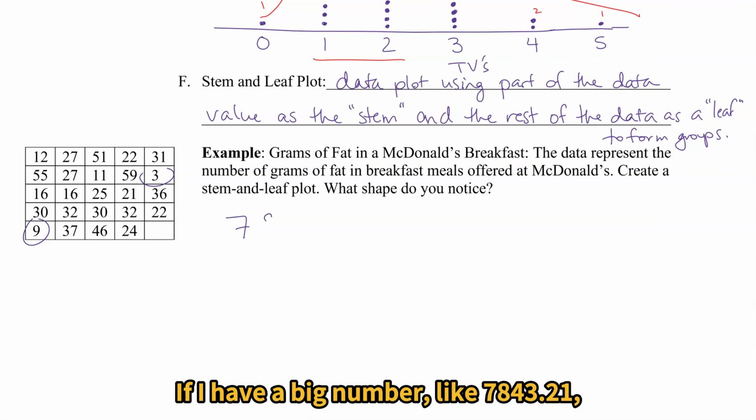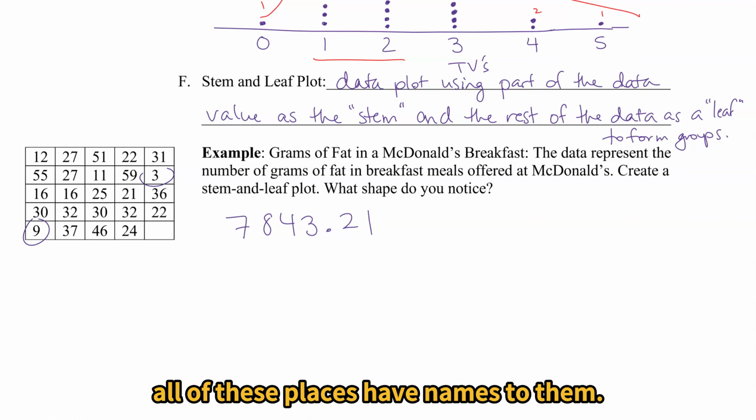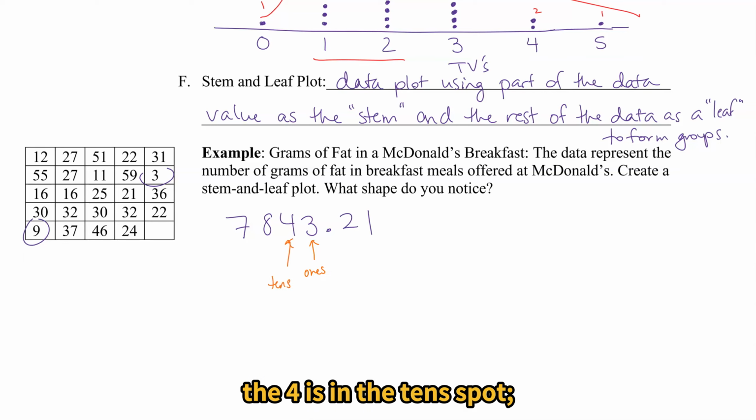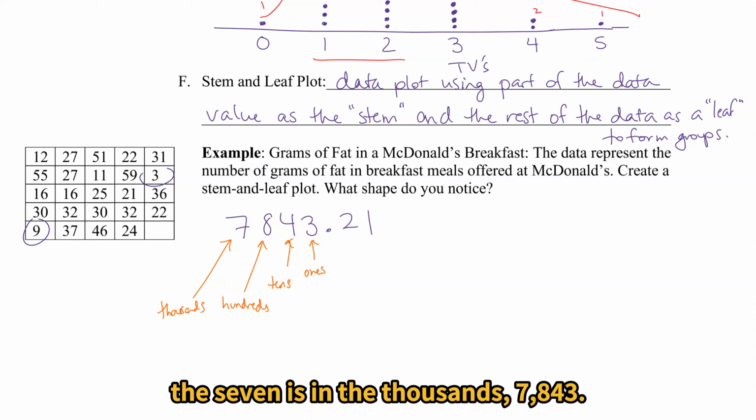If I have a big number, like 7,843.21, all of these places have names to them. So the 3 is in the ones spot. The 4 is in the tens spot. The 8 is in the hundreds. The 7 is in the thousands.